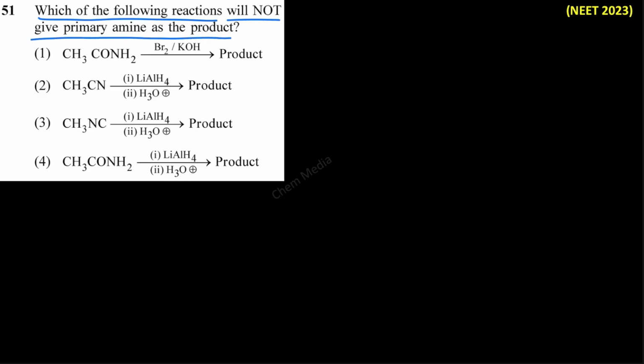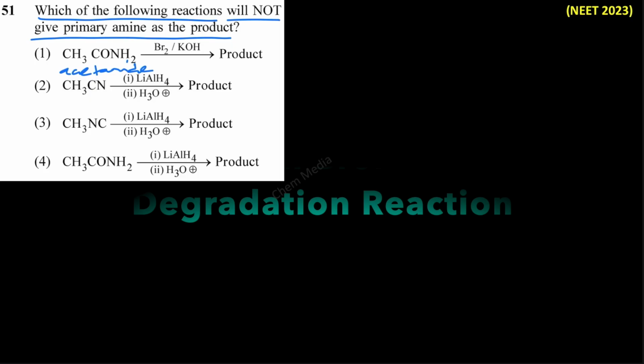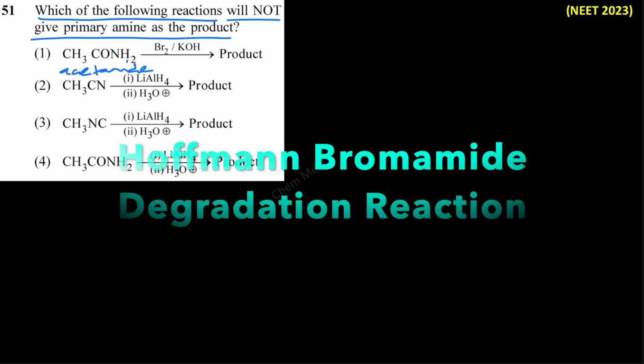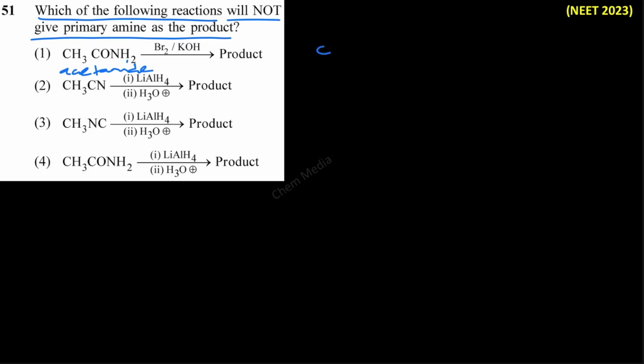In the case of 1, we have acetamide. Acetamide is treated with bromine in presence of potassium hydroxide. This is Hofmann bromamide degradation reaction. Therefore, the product that we obtain is methylamine or methanamine. Proper IUPAC name is methanamine, which is a primary amine. Therefore, that is not our correct answer.